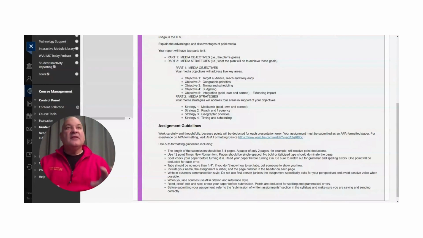But for this assignment, we're looking at what you are trying to do and how we are going to get there. So: target audience, geographic priorities, timing and scheduling, budgeting, and integration of the paid, owned, and earned. What are the goals? I want you to think through each of those and give some specifics. Don't be too broad with that section. And then the media strategies is exactly how we're going to get there.